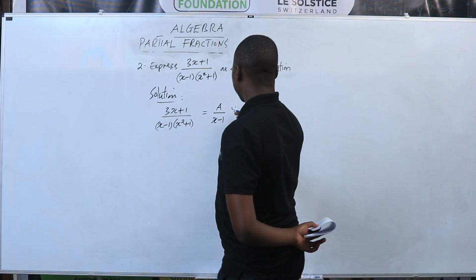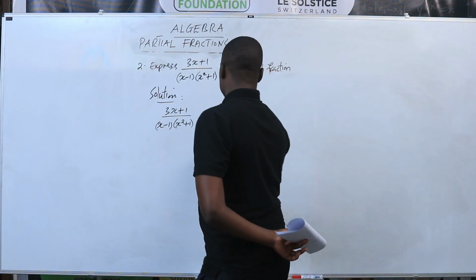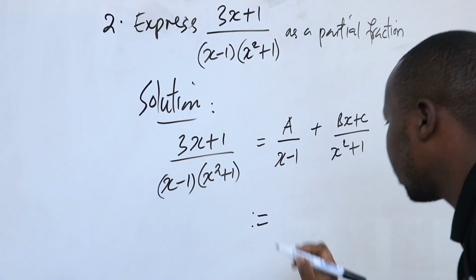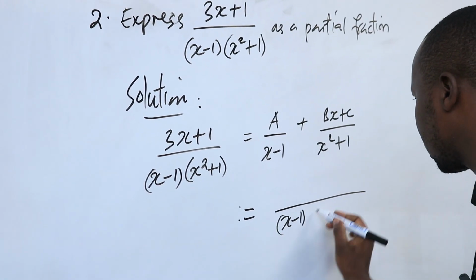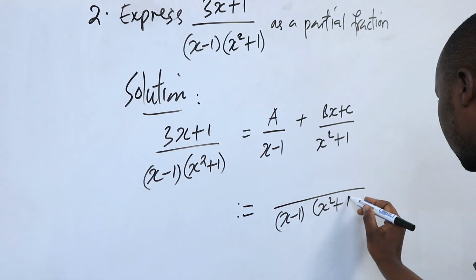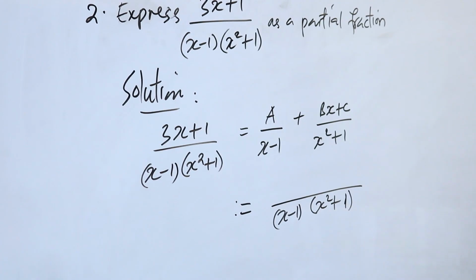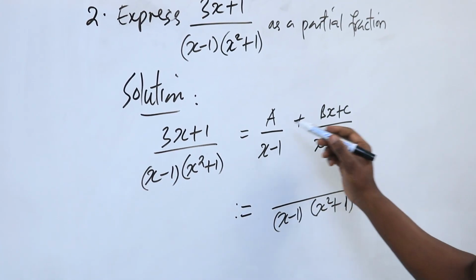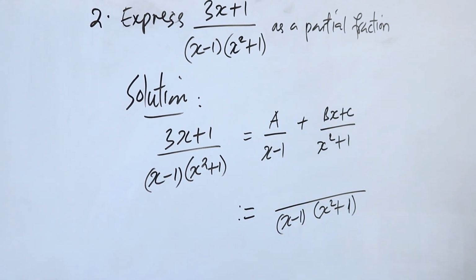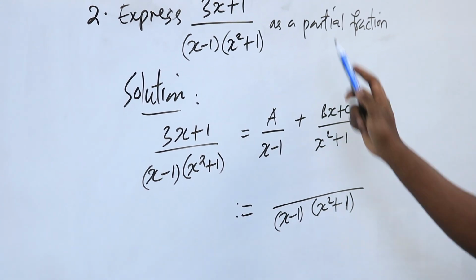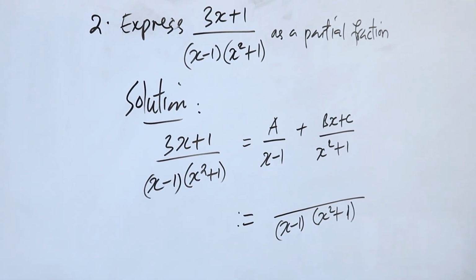After reaching this part on the right-hand side, we are going now to operate on them. The first thing that we do is find the LCM, that is x minus 1 times x squared plus 1. The reason is we need to find the values of the constants a, b, and c. After getting these values, we insert them into these separate fractions. From there, we can express this complex expression as partial fractions.